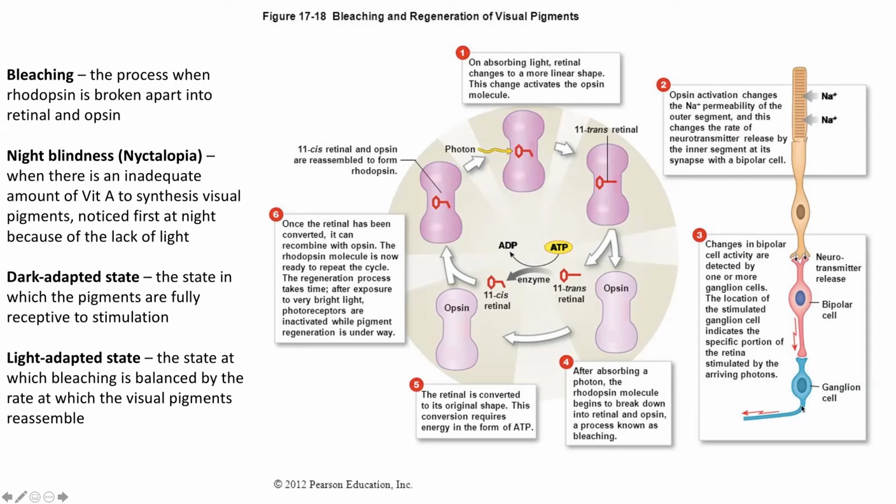And the ganglion sends the signal down towards the optic nerve and down the visual pathways.